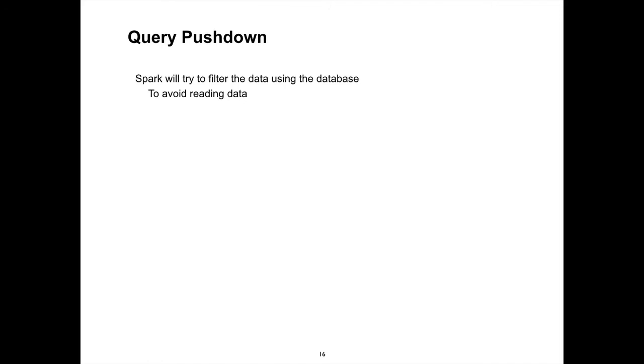The first thing is that when you do a query, Spark will try and push a query down to the database. So instead of reading all the data in the database into Spark and then filtering it, it will try and filter it at the database side and only suck in the data that satisfies the query. Right? And this happens automatically. So that's a good thing, right?